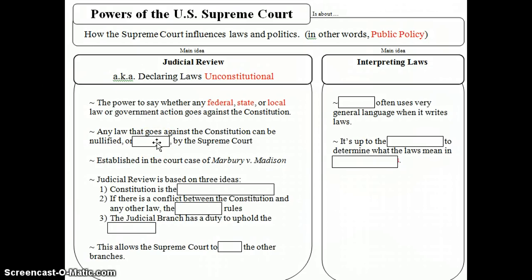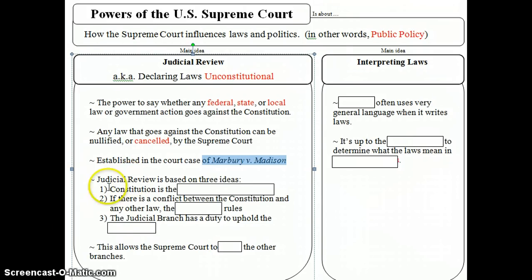Any law that goes against the Constitution can be nullified or canceled by the Supreme Court. The Supreme Court can say this is unconstitutional, and it basically means that the law never happened. It doesn't exist. It can no longer be enforced by the executive branch. This was established in the court case of Marbury versus Madison, which took place way back in 1803. And you'll be finding more out about the court case of Marbury versus Madison in a little bit.